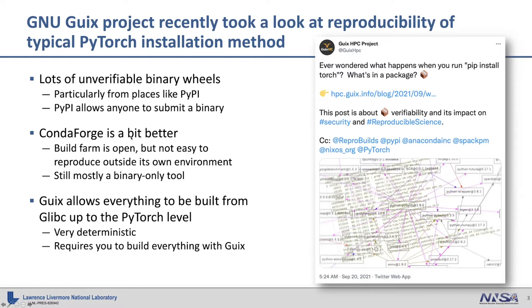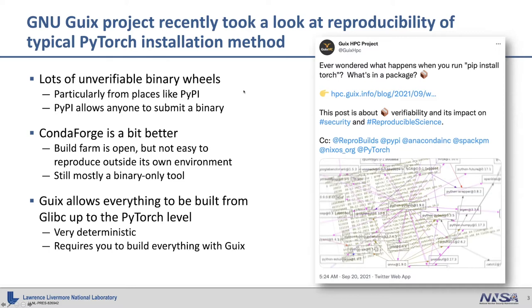If people have heard of Conda-Forge, it's another package manager. It's a binary system. They have an open build farm that leverages public services. And so you can actually look at the build. You can probably reproduce it on GitHub, but it's hard to reproduce outside of its own environment. And the tool itself is binary only. So if you install things from Conda, you still just get the binary. It would be hard to modify that to produce, say, a slightly different version of it.